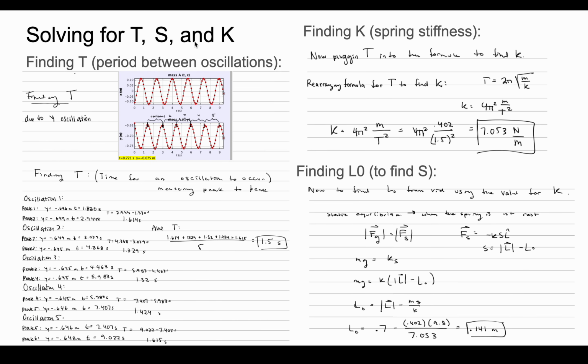I solve for T, S, and K, really L naught, because it's needed to find S. To find T, I use the oscillation in the y. I use these 5 peaks, found 4 different oscillations, and averaged them, and I got 1.5 seconds. Then I plugged that into the formula for spring stiffness, and I got 7.053 newtons per meter. Then I set the gravity force equal to the spring force because at rest it's in static equilibrium, and I got 0.141 meters.